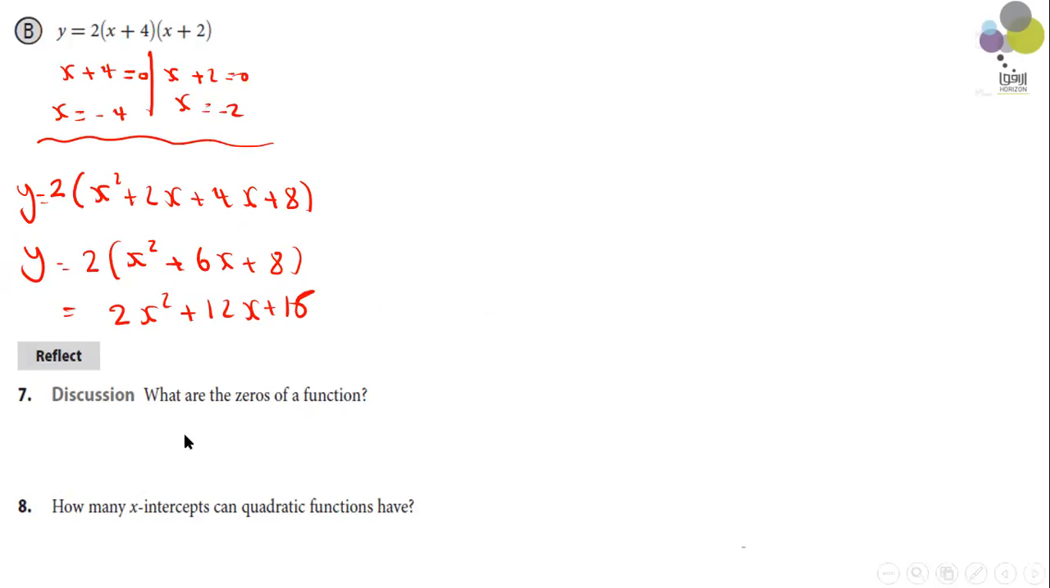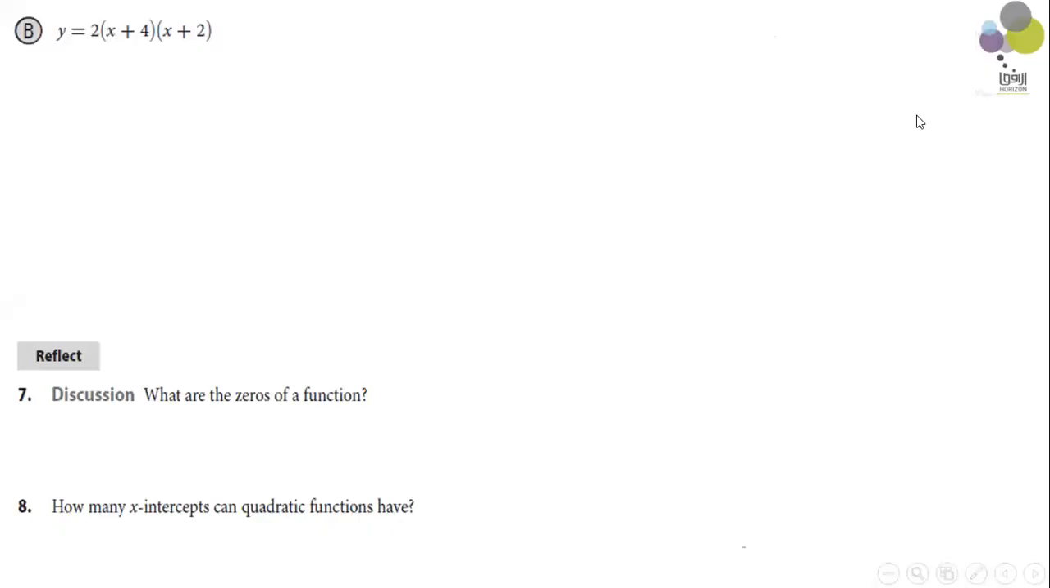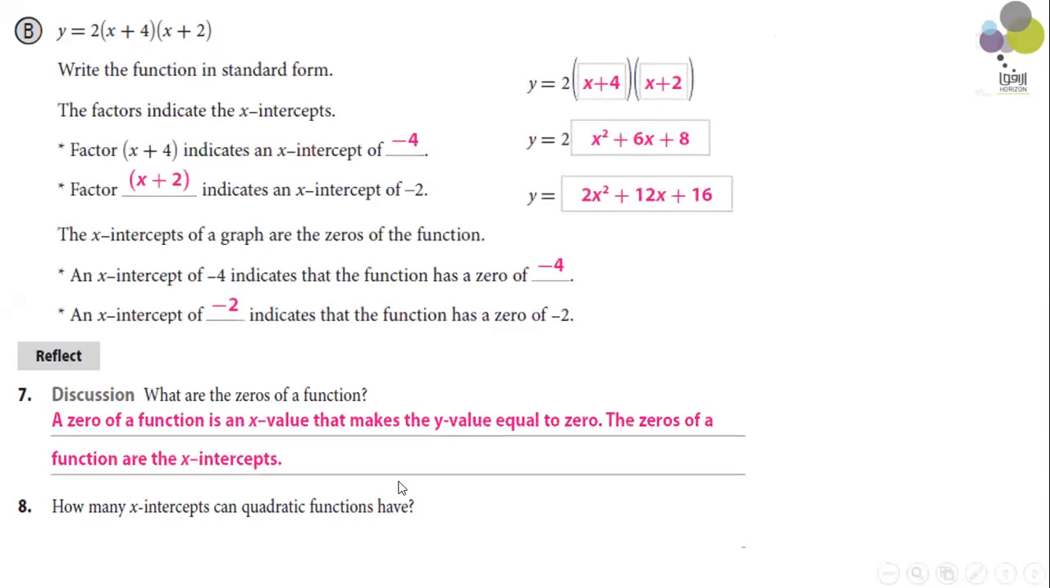Reflect. What are the zeros of the function? We said before that zeros of a function are solutions, are x-intercepts. So a zero of a function is an x value that makes the y value equal to 0, or that makes the function equal to 0. The zeros of the function are the x-intercepts also.